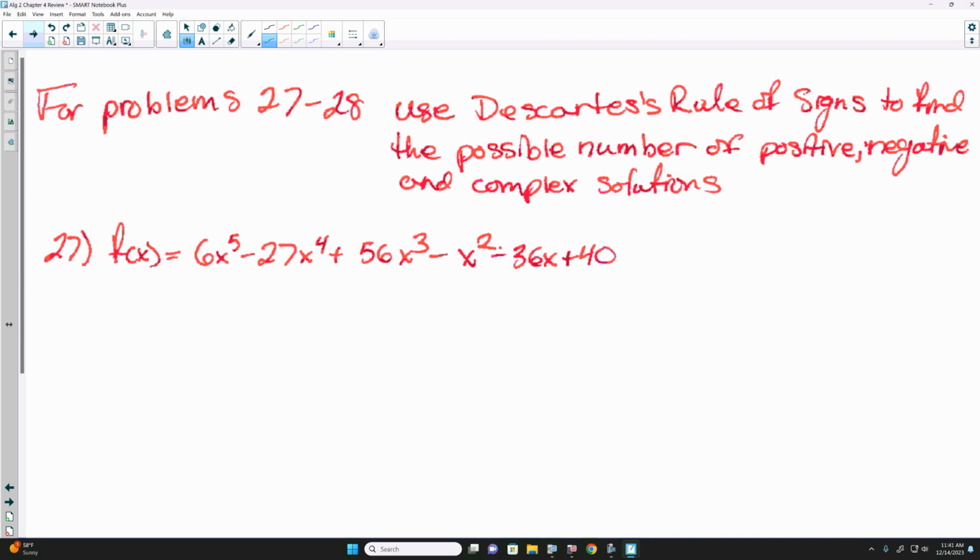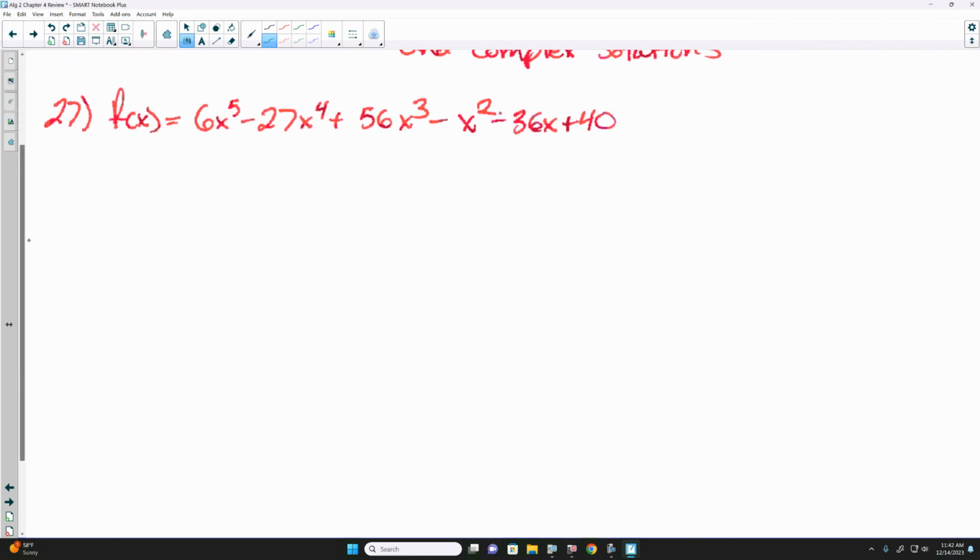27 and 28: use Descartes' rule of signs to find the possible number of positive, negative, and complex zeros. Do we want to look at 27 or 28? Okay, so we look at 27. If we were solving it, the degree would tell us the number of solutions. Here the degree is 5, so there should be 5 solutions.